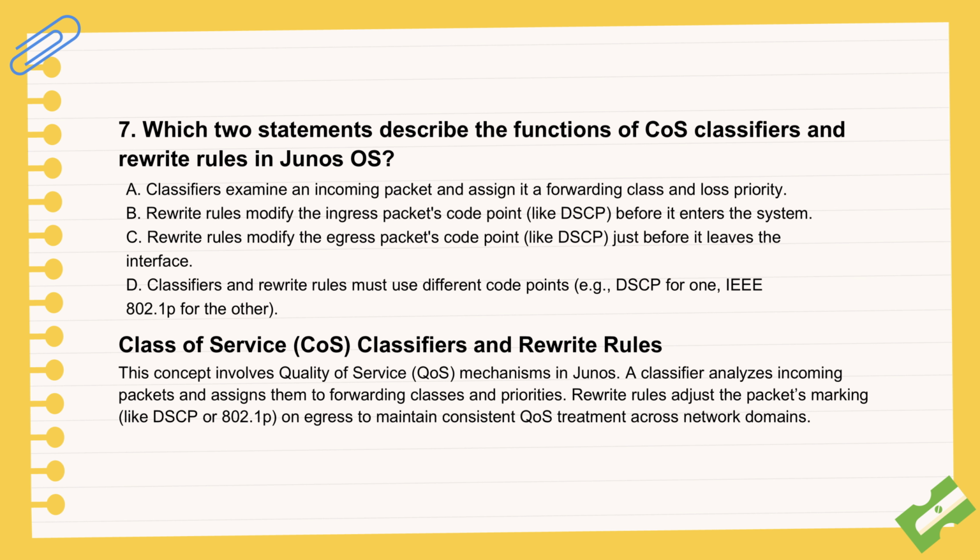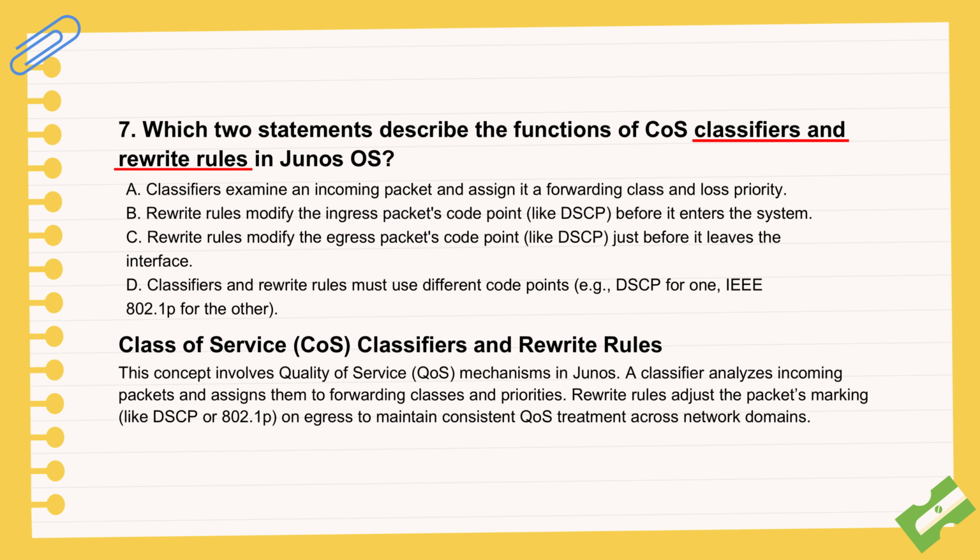Okay, moving up the stack a bit. Quality of service, or class of service, CoS in Junos terms. The key difference between what happens when traffic comes in versus when it goes out. Classifiers versus rewrite rules. Exactly. The timing and location are everything here. Classifiers first. Where do they operate? Strictly on ingress. As a packet enters the Junos device, the classifier looks at the packet, maybe at its existing DSCP marking or VLAN tag priority.